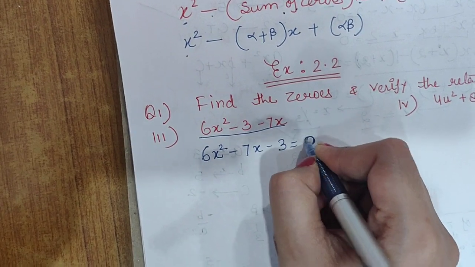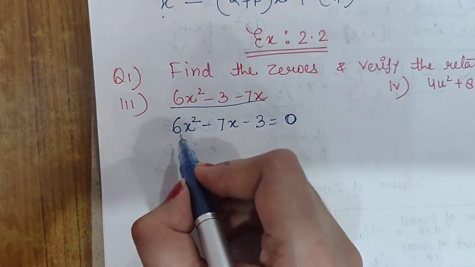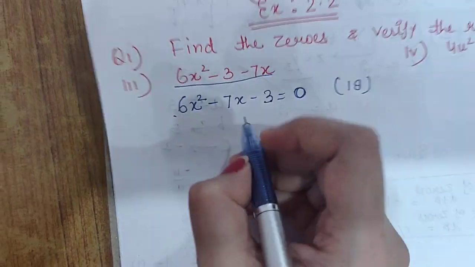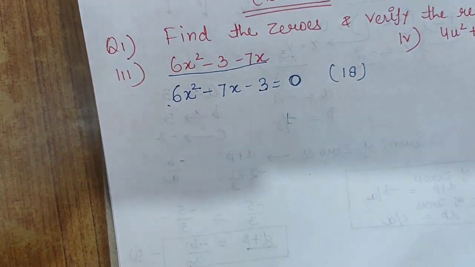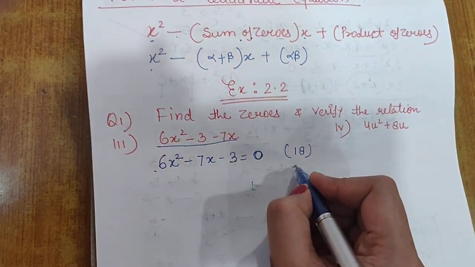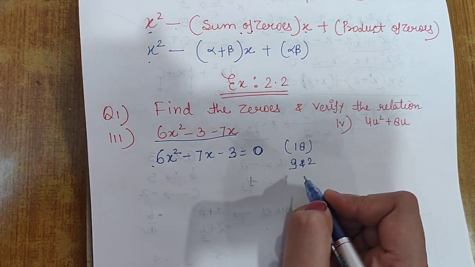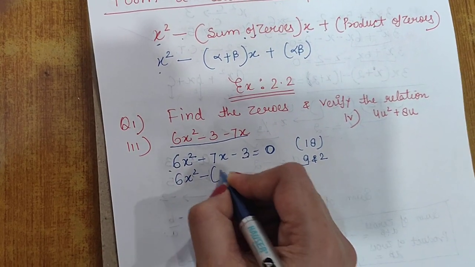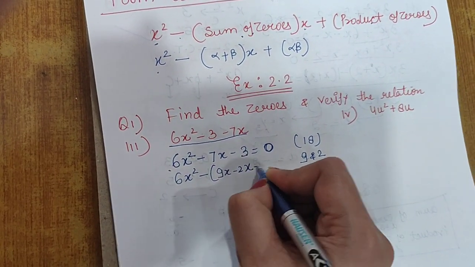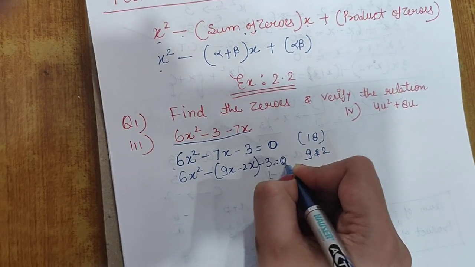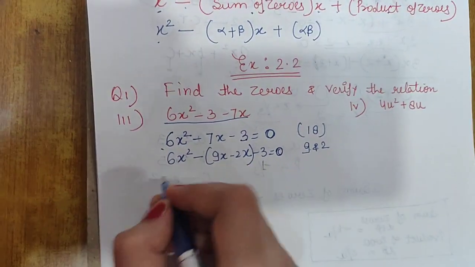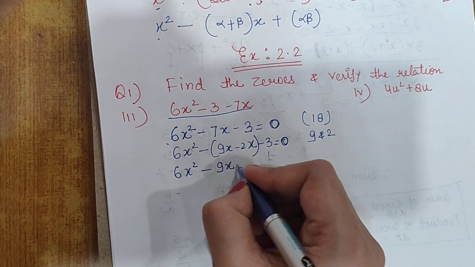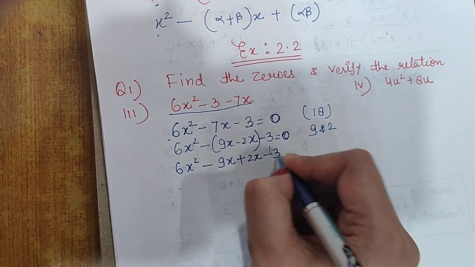Now we will find out the zeros of this polynomial. So 6 into 3 is 18. It means the product should be 18 and the difference should be 7. So I think 9 and 2, because 9 into 2 is 18 and 9 minus 2 is 7. So we will split it: 6x square minus 9x plus 2x minus 3 equal to 0. Be careful about the signs.